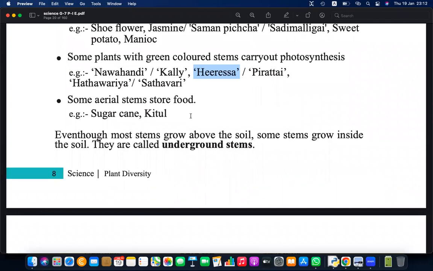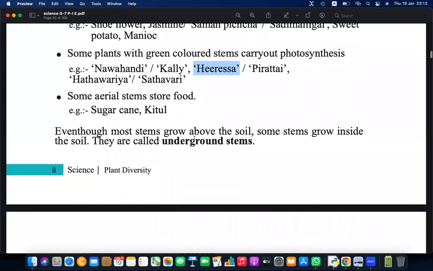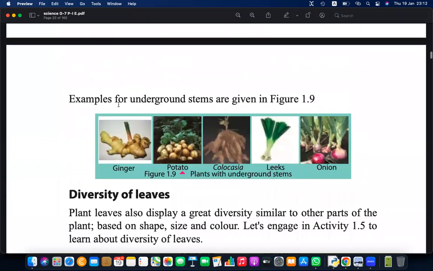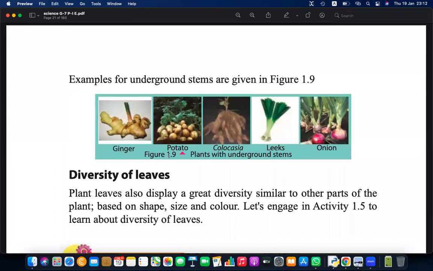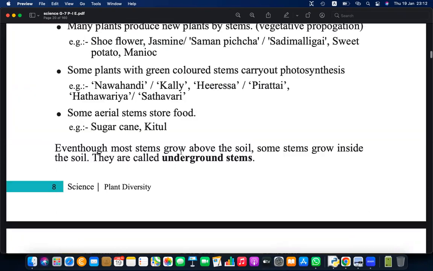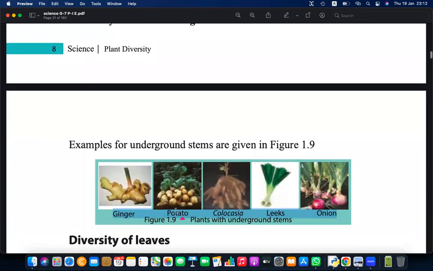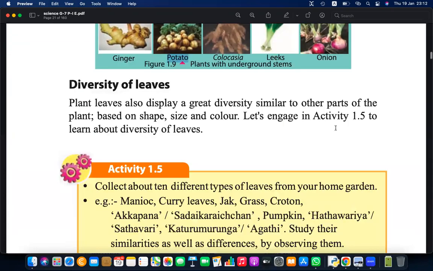Right? The stem can also do the photosynthesis process. Some have an underground stem to store food. Examples are ginger and potato. Don't confuse it with the sweet potato. Sweet potato is not a stem, right? In sweet potato, it is a root, but in potato, it is a stem. And colocasia, leeks, onion, ginger, garlic, these basically have underground stems to store food.